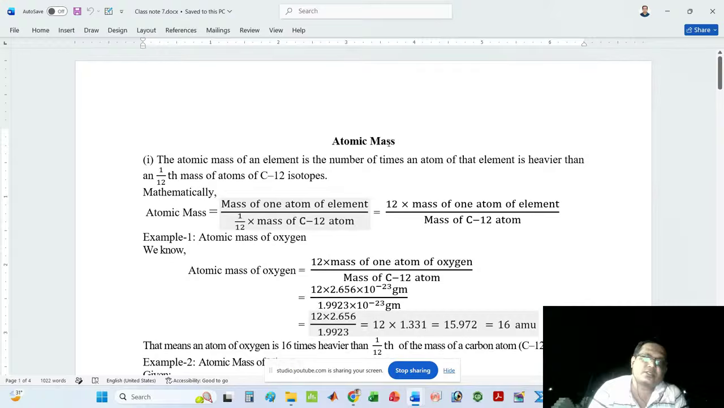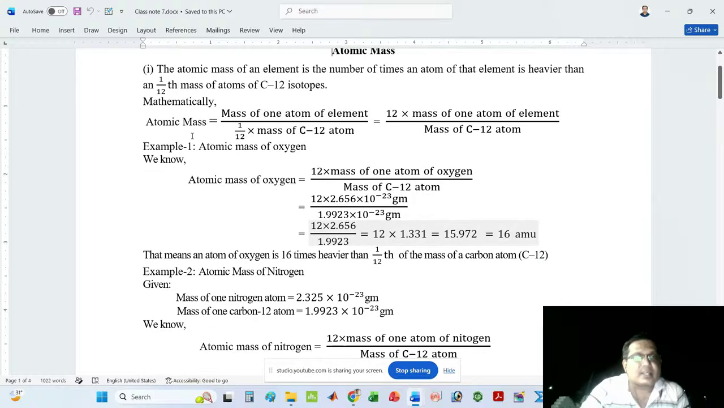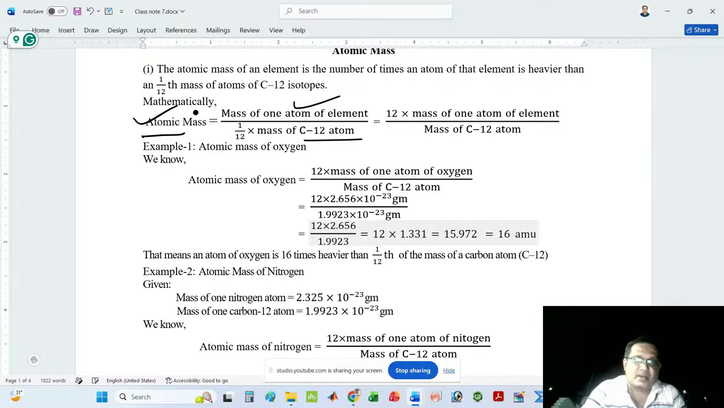What is atomic mass? Here I can say that atomic mass is equal to the mass of an atom of an element divided by 1 by 12 into mass of C12 atom. This is the formula for the calculation of the atomic mass. I have given some examples of atomic mass. Here the atomic mass of oxygen is 16 mu. By using this formula, you can calculate the atomic mass of oxygen atom.